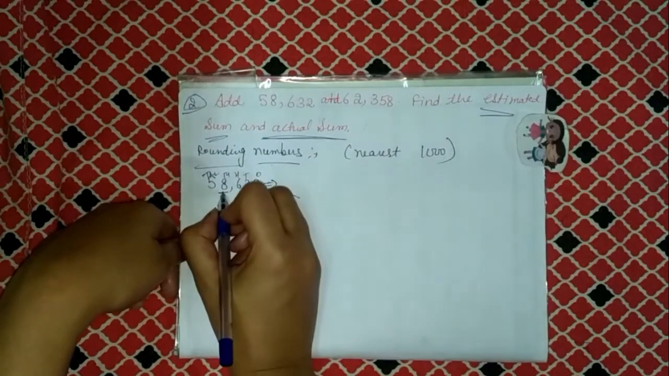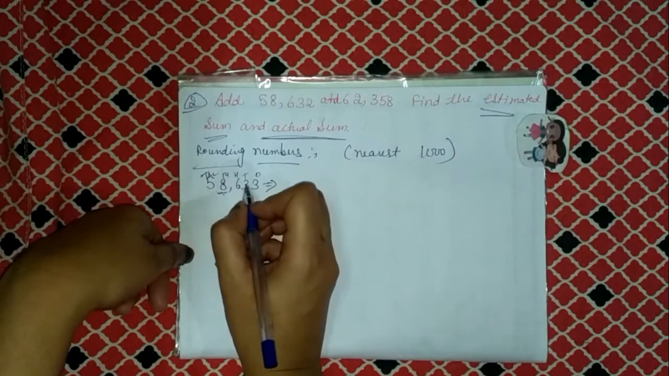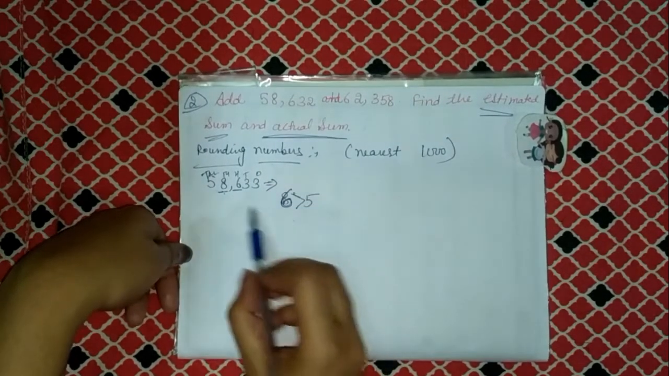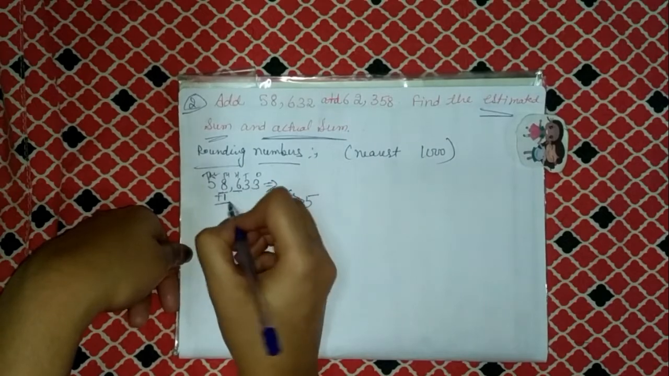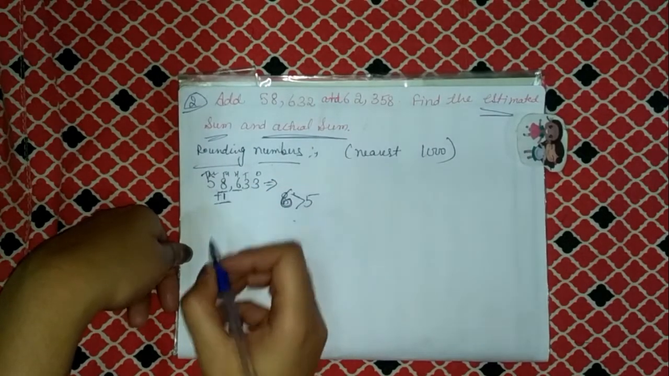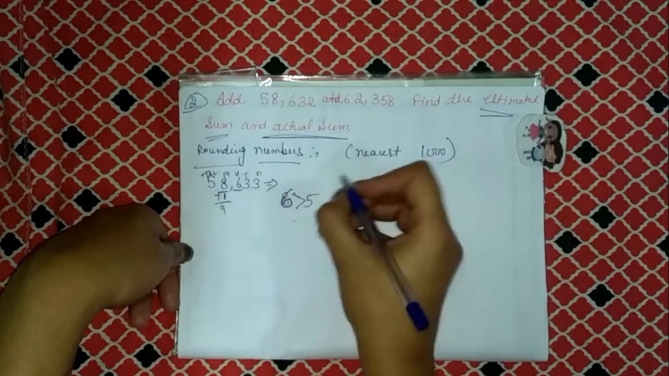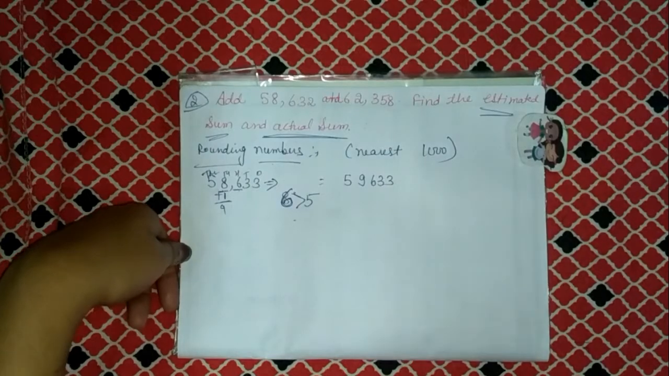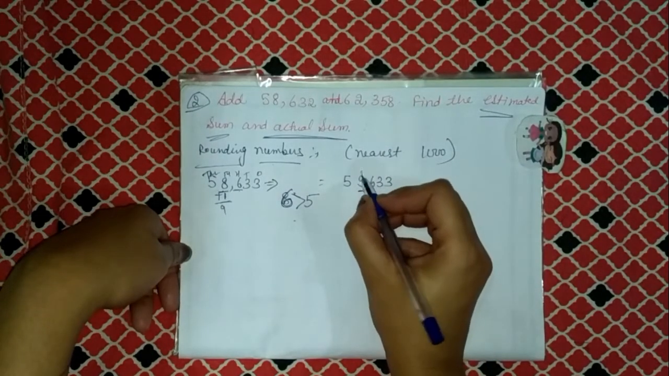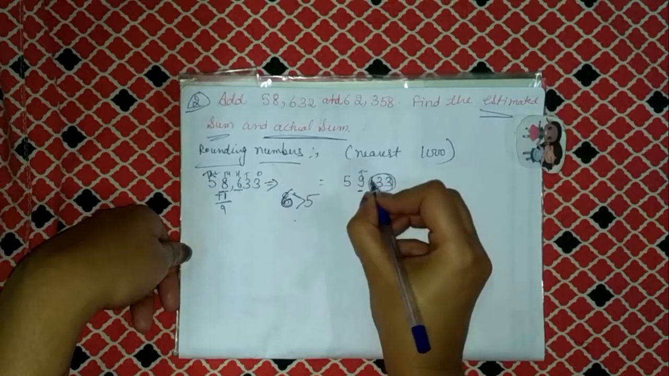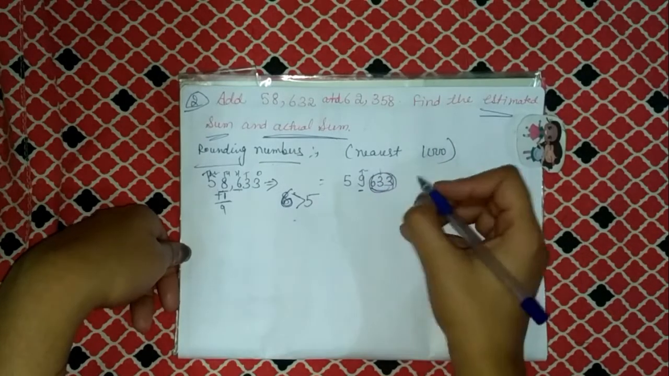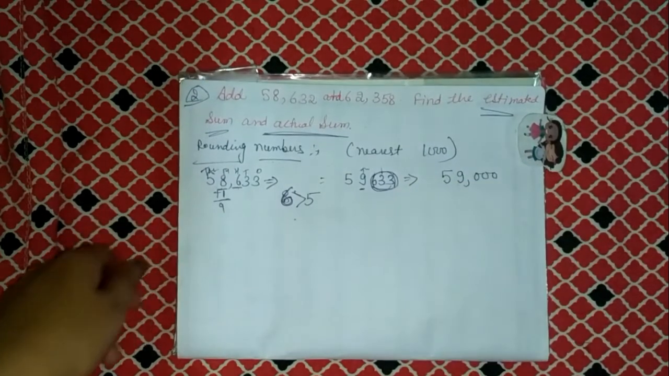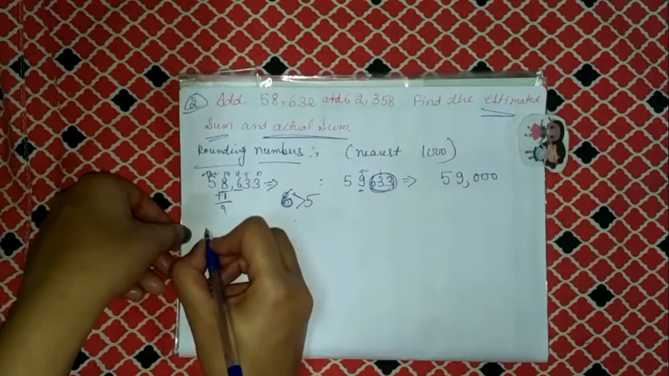Now at the thousand place I'm having 8. Now we have to see the right next number, that is 6, and 6 is greater than 5. If it is greater than 5, I have to add 1 to the digit which is at the thousand place, so it will become 9. So the answer will be 59,632. Correct. Next step is, this was the thousand place digit, correct. The digits at the ones, tens and hundreds place will become 0. So the final answer is 59,000.